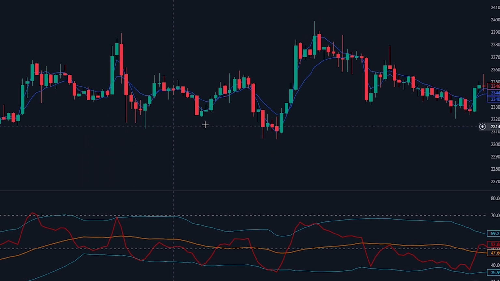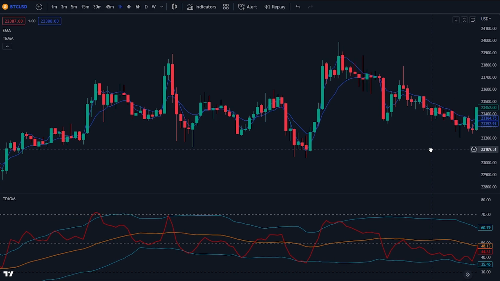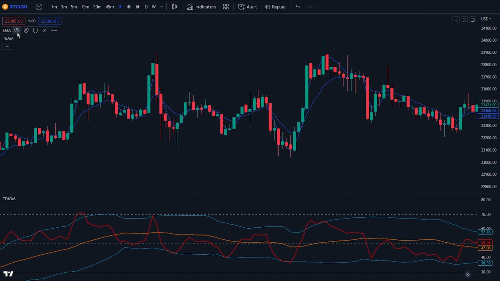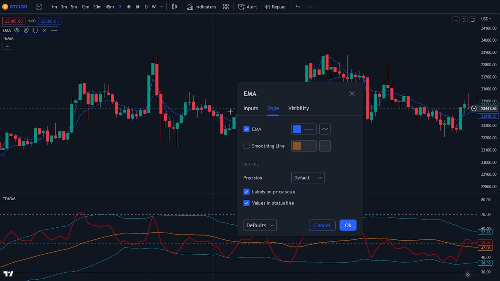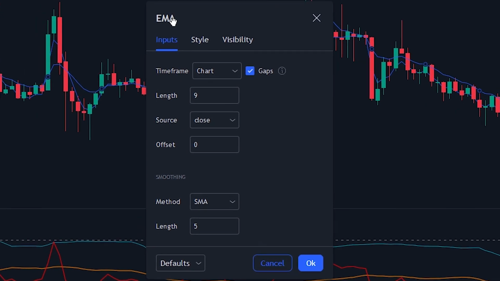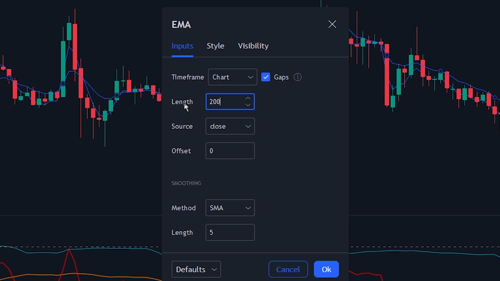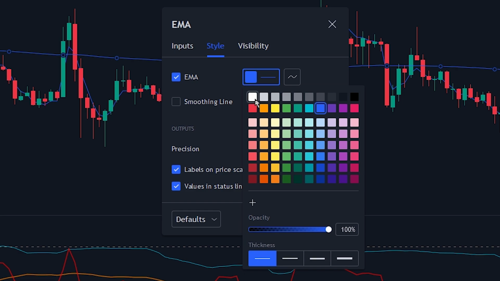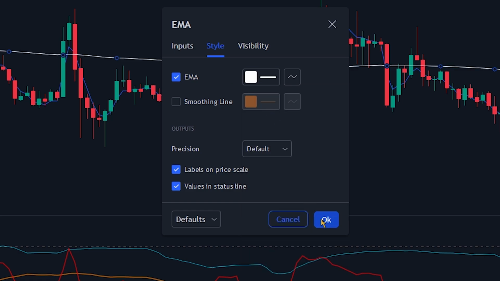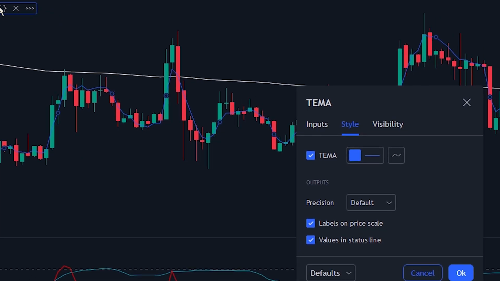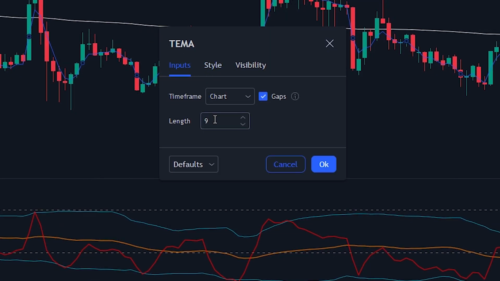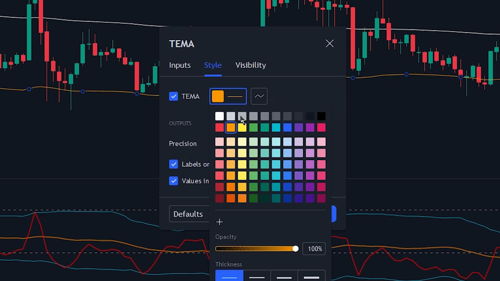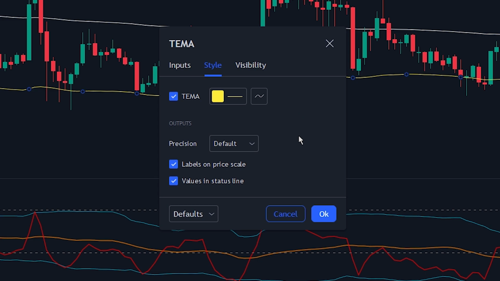Those were all of the indicators that we will be using for this strategy. We will first change the EMA indicator settings. Navigate to the EMA indicator settings and click on the Input tab. We will be changing the length to 200. After that, click on the Style tab. Here we will be changing the color to white. Now head over to the TEMA indicator settings. We will first change the length to 200, after that head over to the Style tab. Here we will be changing the color of the indicator to yellow. That was all that we needed to do.